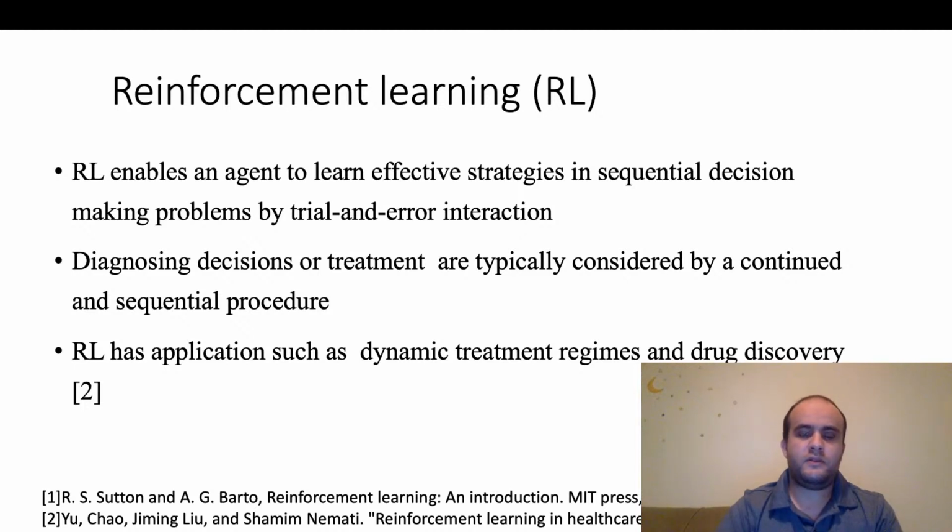And the third learning algorithm is reinforcement learning. RL enables agents to learn effective strategies in sequential models from trial and error interaction. This concept can be applied for diagnosing, decision, or treatment, which is typically continuous and sequential. It's a sequential procedure, and it has applications like dynamic treatment and drug discovery.